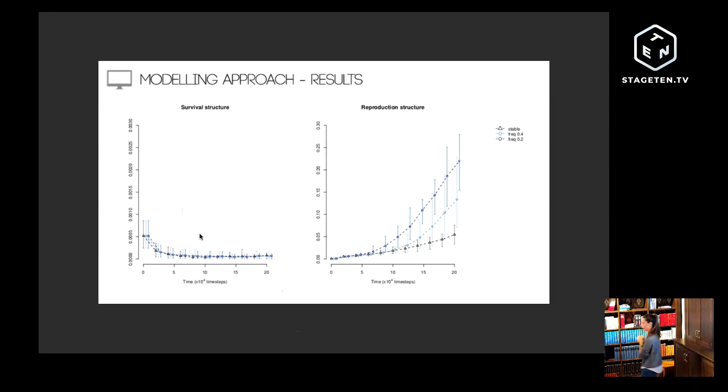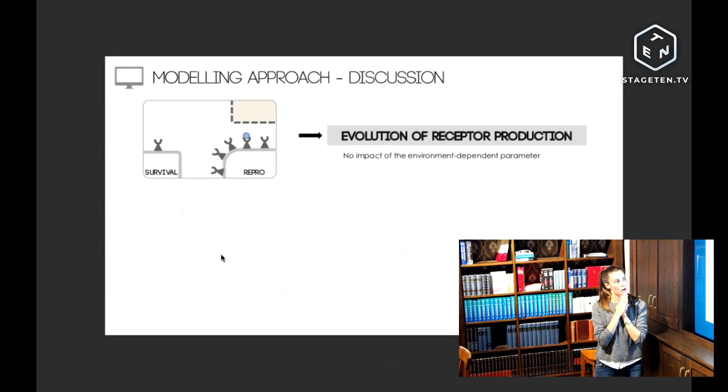So we were not really happy with this result, actually. It appears that in the context in which we place our population, just increasing the receptor production can allow a great life with no investment in survival.